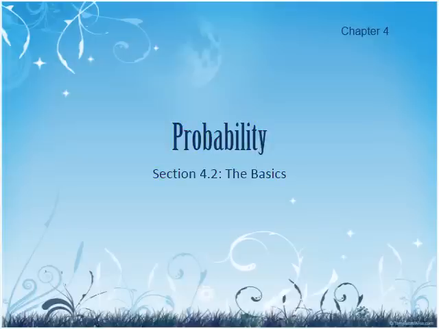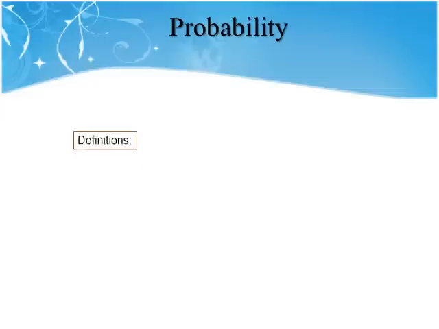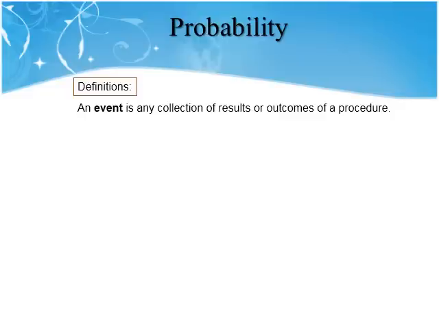Chapter 4, Probability. Section 4.2, we're going to talk about the basics of probability. Start off with some definitions. We call an event any collection of results or outcomes of a procedure.